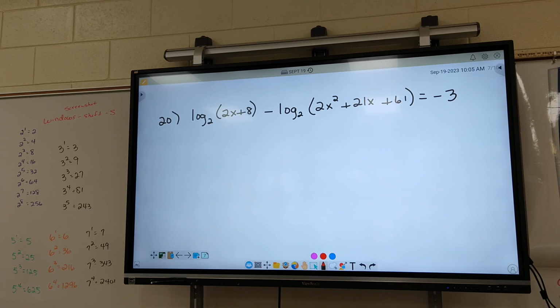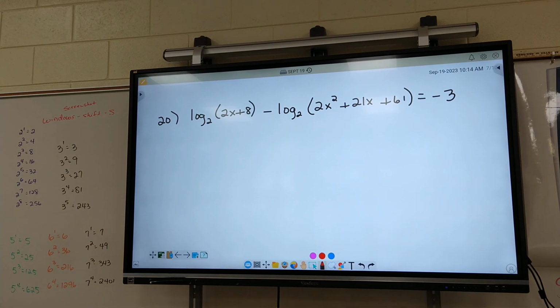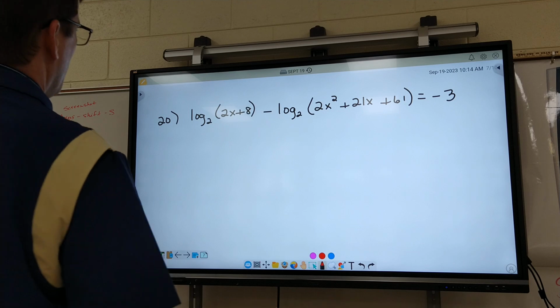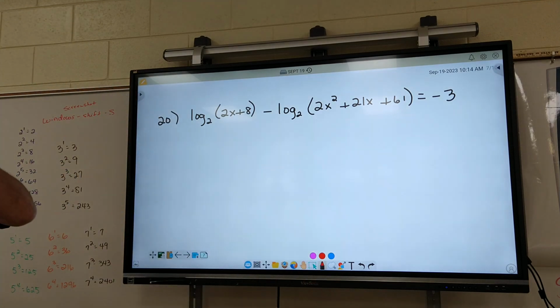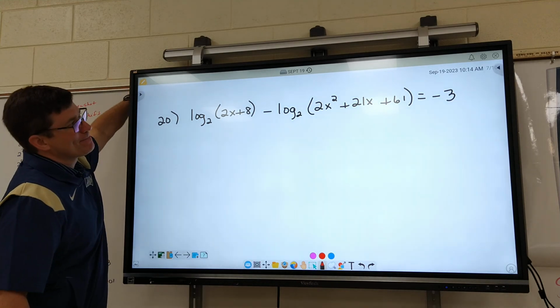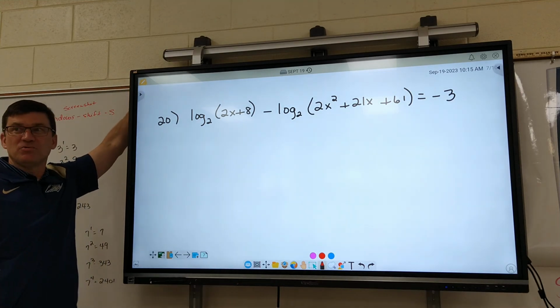All right, see if y'all can set up 20. Some of y'all are writing them down. You don't have to write it down if you're doing it on your paper. Just set it up. All right, so we've got to set this one up. Lainey, set this one up for me. What goes on the left side of the equal sign? 8 over 1. Close.